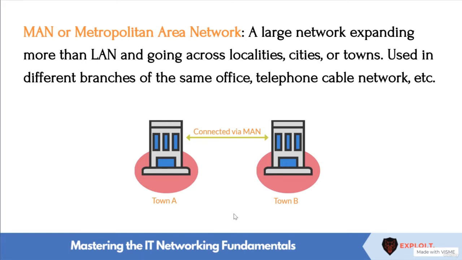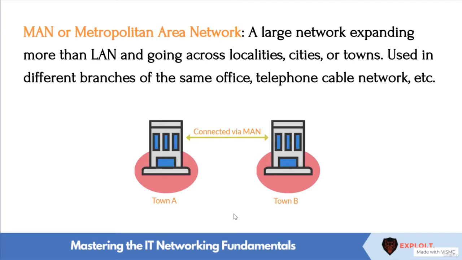A LAN cannot do that. A MAN expands over multiple towns. A LAN cannot do that. A MAN can. Now there are no differences in how they work. The difference is on the range. So LAN is the local area network and MAN is the metropolitan area network, and all of the difference lies in the range of these networks.